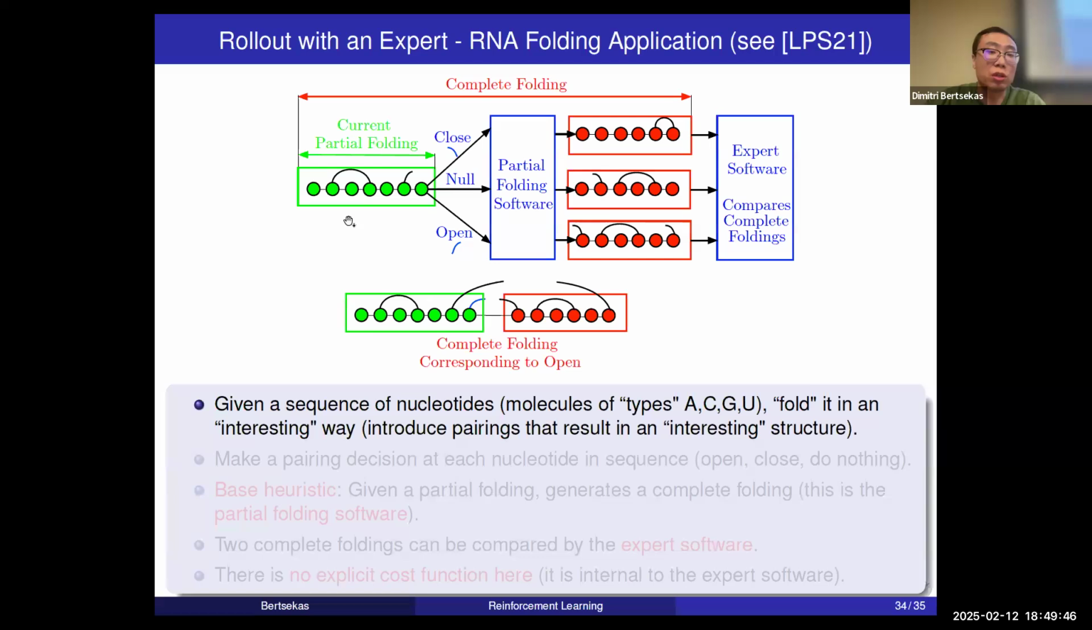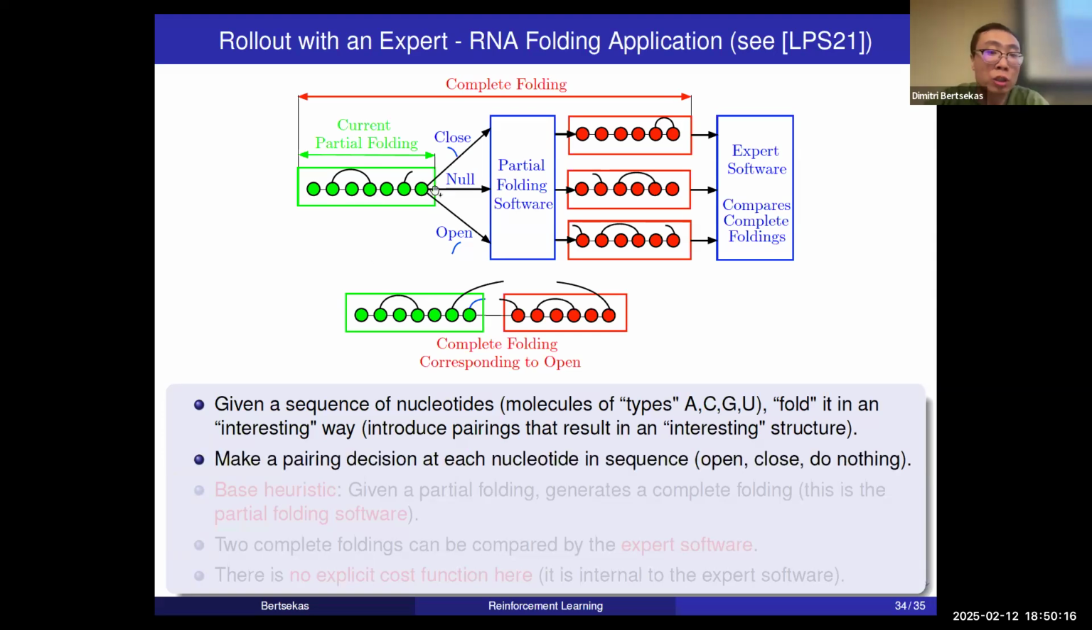So that's one constraint. The second constraint is, suppose this is a partial folding, whereby we have matched this molecule with this one. We cannot create crossings, by which I mean this molecule cannot match with this one or this one because it's going to create these crosses. So there are some constraints.